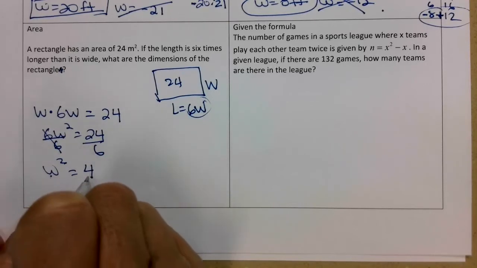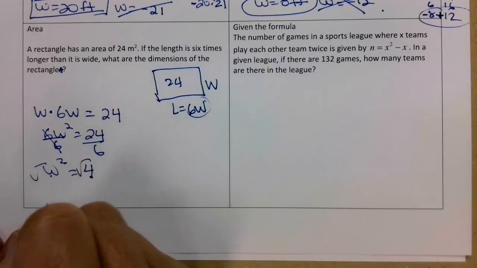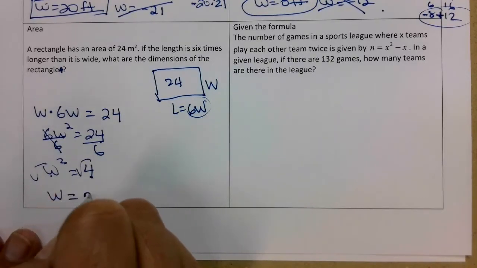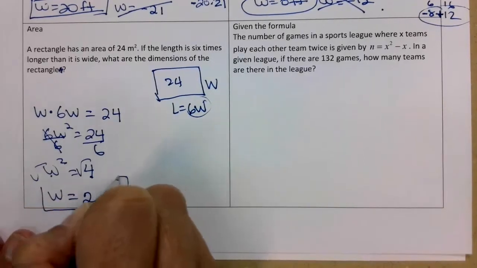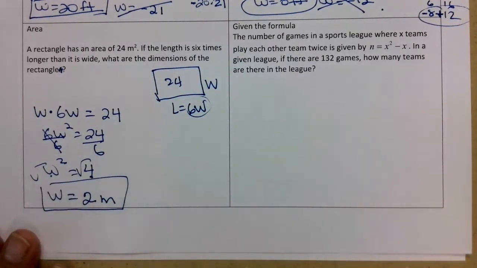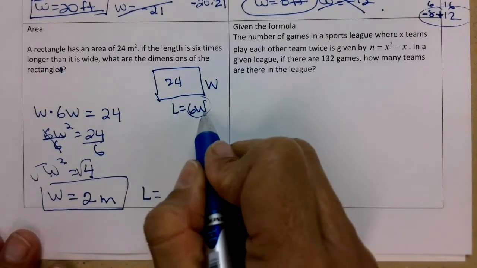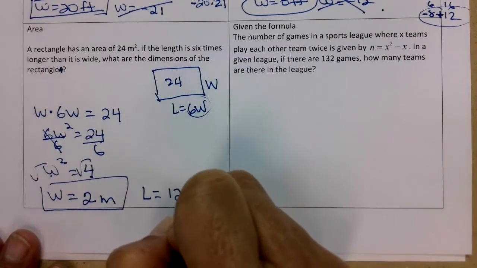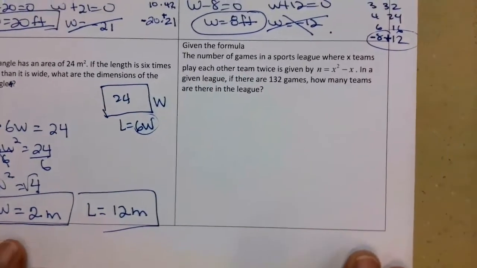So if W squared is 4, what is W? Right, so we can square root. So W is 2, and looks like we're meters. So if the width is 2 meters, what would the length be? Right, 6 times that, so 6 times 2 is 12. Okay, here we go, last one.